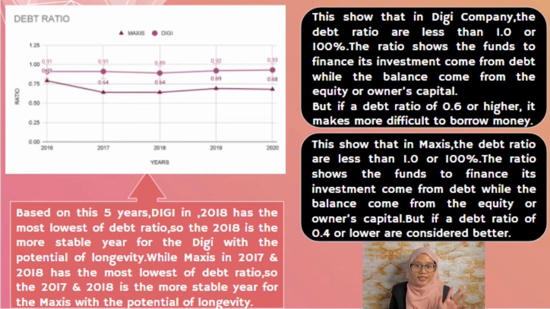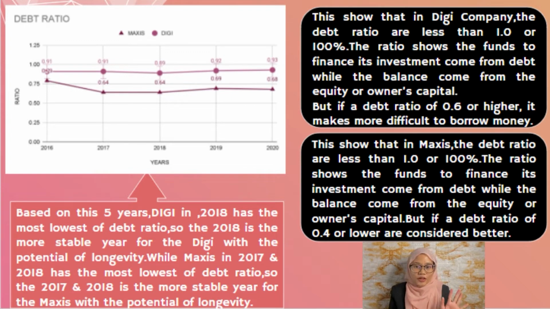Based on these 5 years, DG in 2018 has the lowest debt ratio. The debt ratio is 0.89. So, 2018 is the most stable year for DG with the potential of longevity.